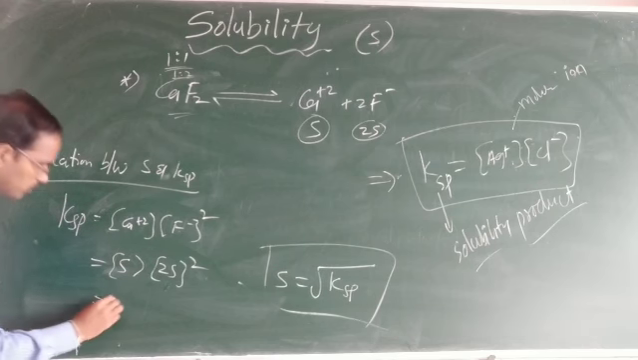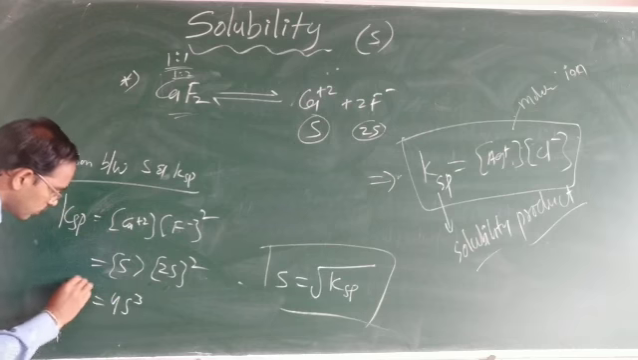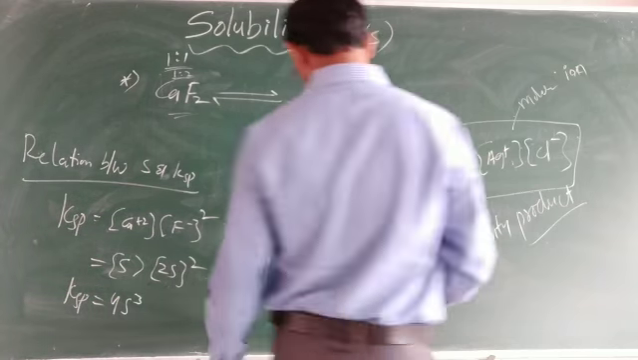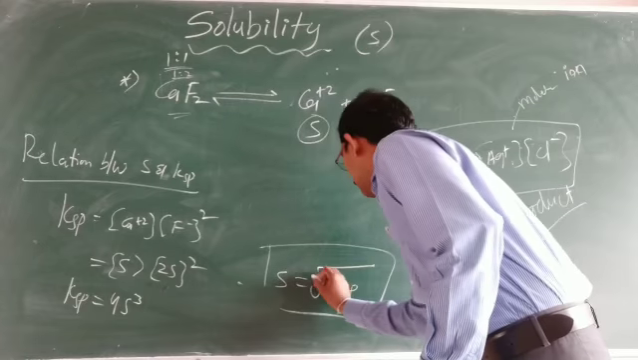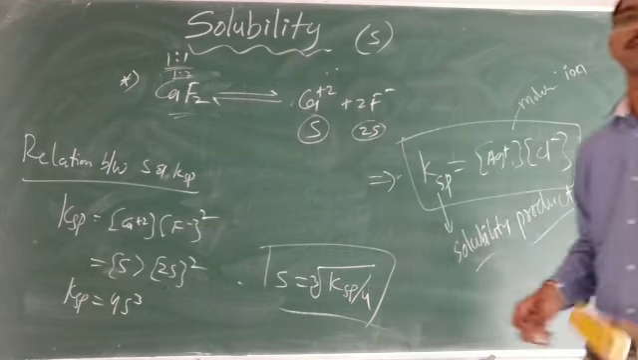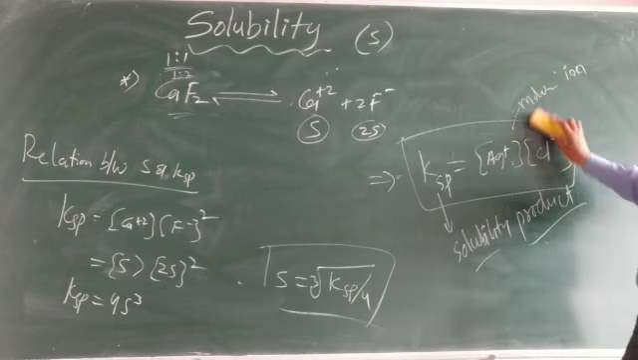Now what is the answer here? 4S cube is Ksp. Then S equals what? S equals the cube root of Ksp by 4. Note down.